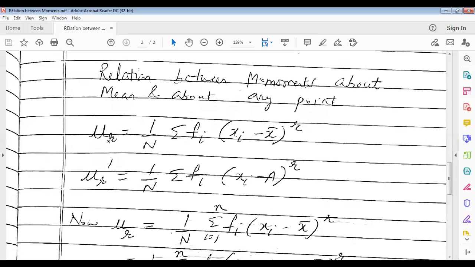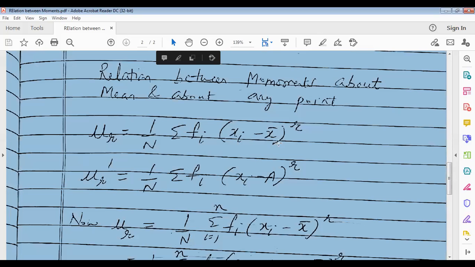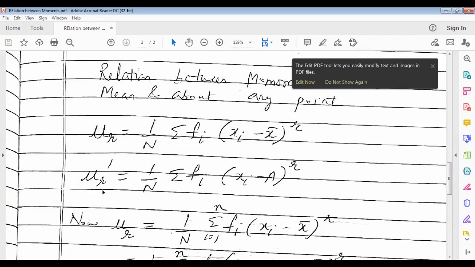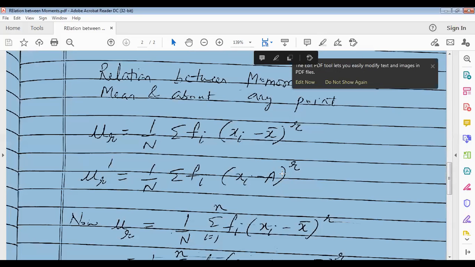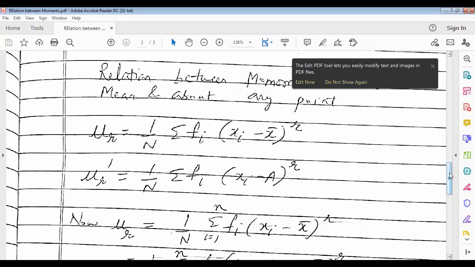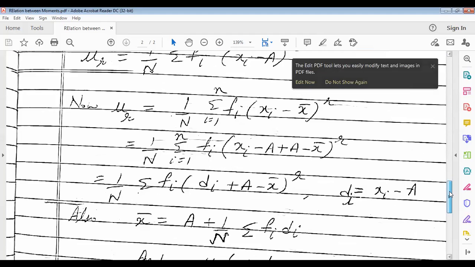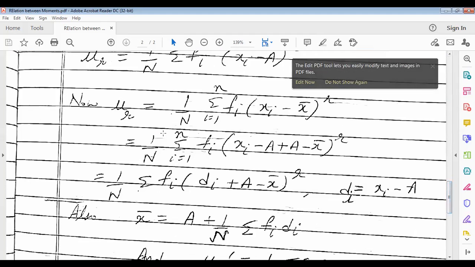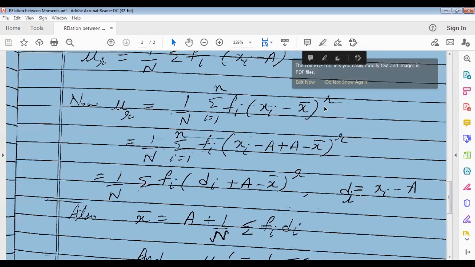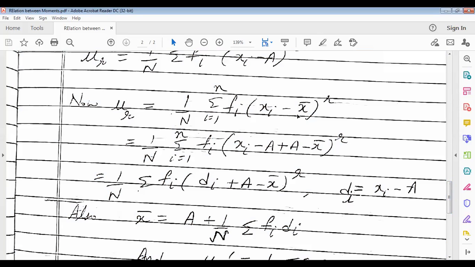So you see, this is the relationship between the moments about the mean and about any point. So this definition you already know. So mu r is what? 1 by n summation fi xi minus x bar to the power r, and mu r dash is what? 1 by n summation fi xi minus a to the power r. तो हमें mu r और mu r dash में relation निकालना है. Now mu r was what? Mu r is 1 by n summation i is from 1 to n fi xi minus x bar to the power r. ठीक है?